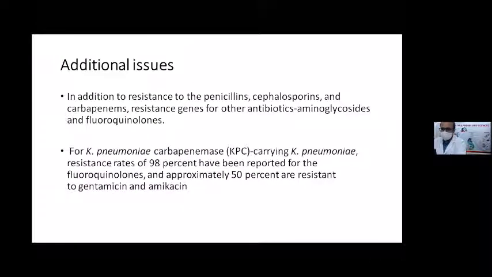Now there are some additional issues, as I've already emphasized. In addition to resistance to penicillin, cephalosporins, and carbapenem, the organisms harboring these carbapenemase enzymes are also resistant to other antibiotics, especially aminoglycosides and fluoroquinolones. In various studies, it has been observed that Klebsiella pneumoniae carbapenemase, that is KPC, which is a serine carbapenemase, class A carbapenemase, carried in Klebsiella pneumoniae, is associated with 98% resistance to fluoroquinolones. That means almost all of them are simultaneously resistant to fluoroquinolones, and half of them are resistant to aminoglycosides like gentamicin and amikacin. So that is again a problem for us.